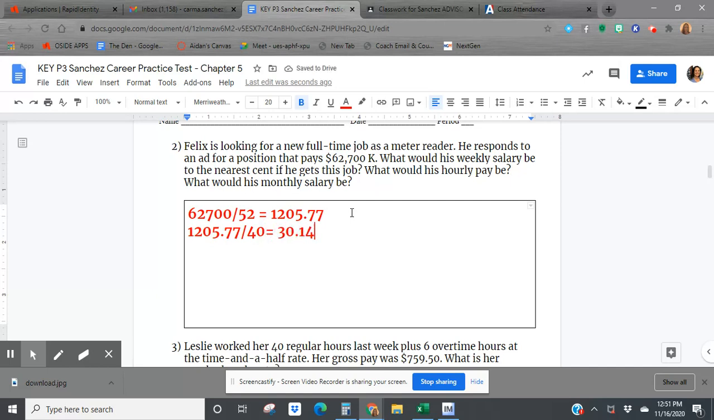Okay, so then they also ask what would the monthly salary be. So we take the $62,700 and we divide by 12 months. And that's going to give us $5,225.